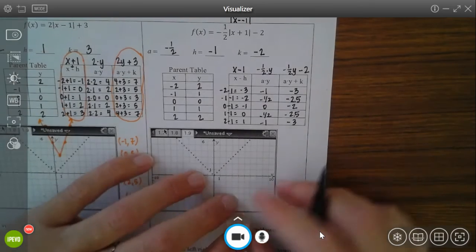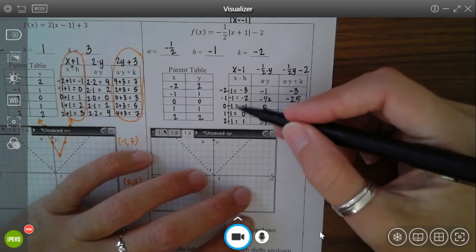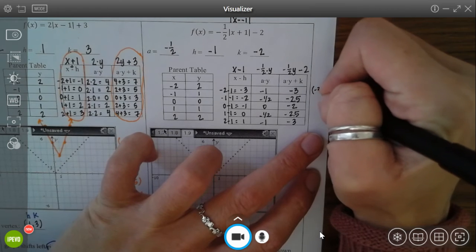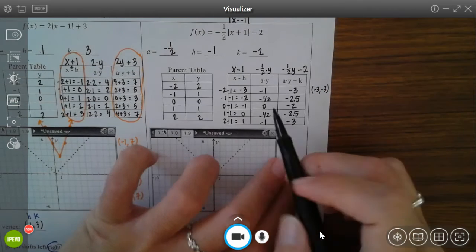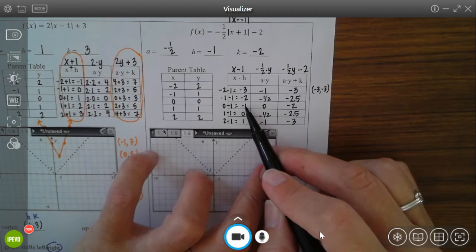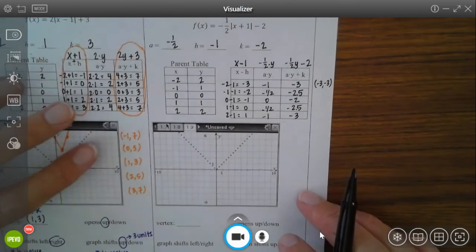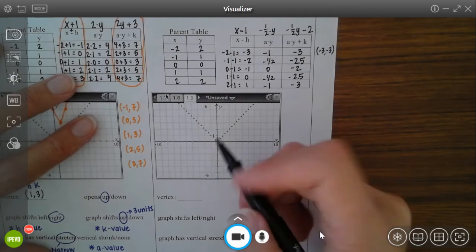So then our ordered pairs are going to come from the x column and our final y column. So my first ordered pair would be -3, -3. My second ordered pair would be -2, -2.5, then -1, -2, 0, -2.5, and then 1, -3. So I'm going to go ahead and graph those on my coordinate plane.